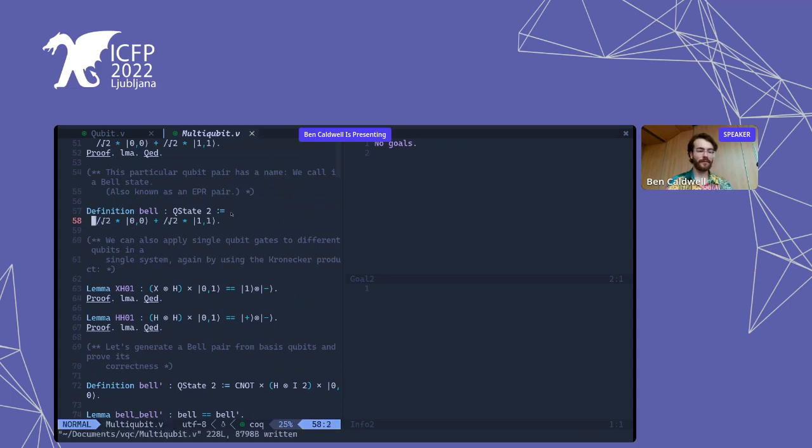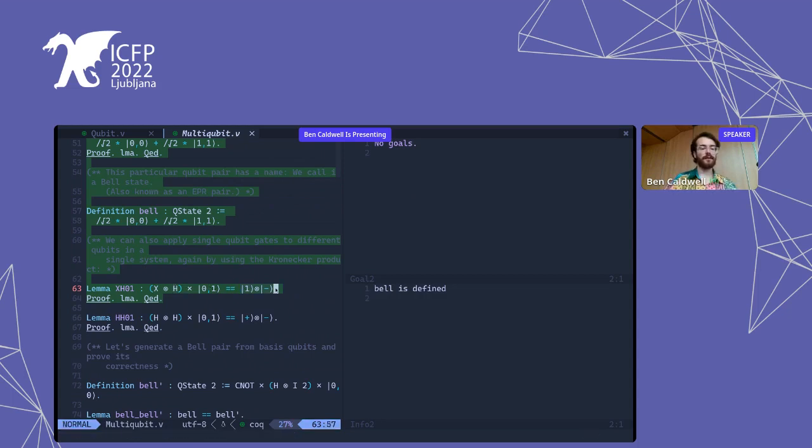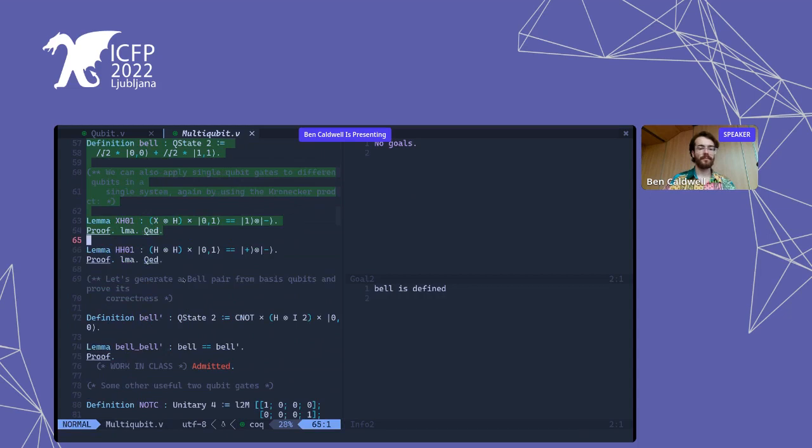Right. So we can define the Bell pair because in particular we find it might be useful. And we can then talk about single qubit gates operating on different parts of the state using the Kronecker product. We're able to build a larger operation where this is equivalent to just an X on the first and a Hadamard on the second. And this is us applying Hadamard to both. And LMA is able to show these things are correct for us.